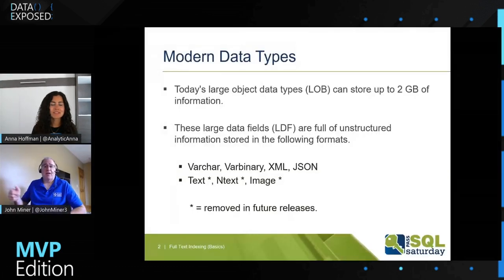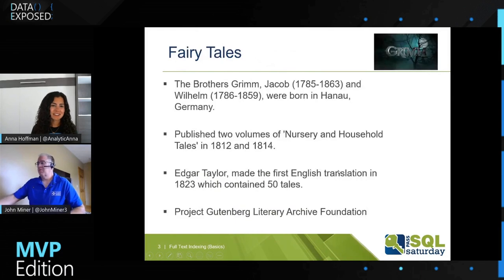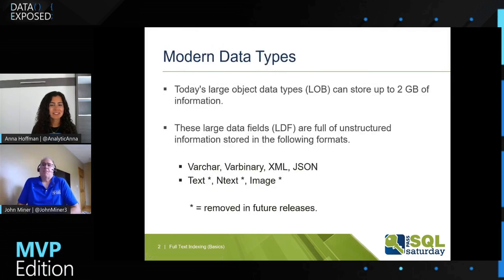Excellent. So, in the slide deck, and I can get to it right now if you want, Anna. Yeah, let's do it. Excellent. So, go back one slide. We're going to talk about modern data types, right? Today's large object binary types can store up to 2 GB information. That's a lot of information, right?